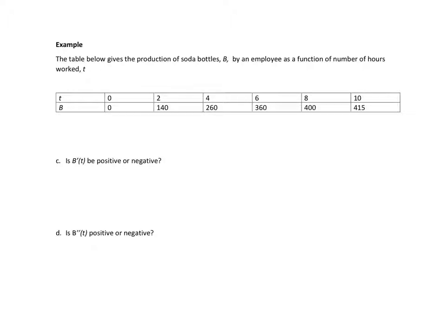Let's consider one more example. The table below gives the production of soda bottles, B, by an employee as a function of the number of hours worked, T. So considering this table, is B prime of T positive or negative? So what do we notice? As time goes on, what happens to the function? The function is increasing. So since the function is increasing, B prime of T is positive.